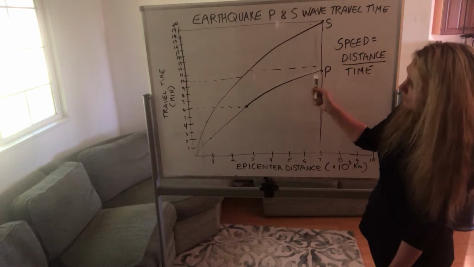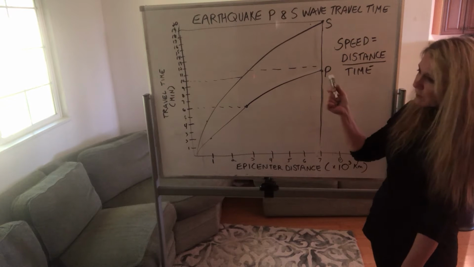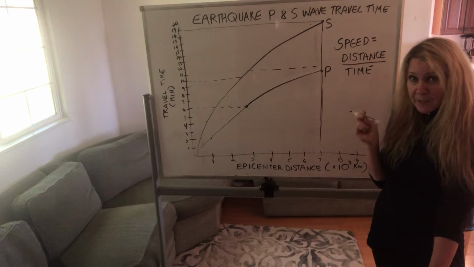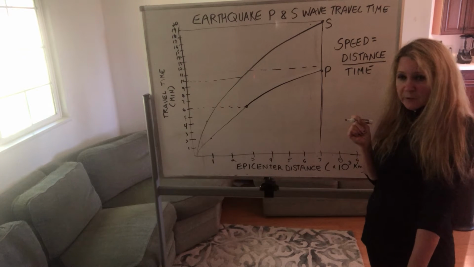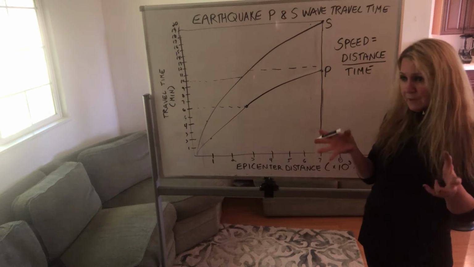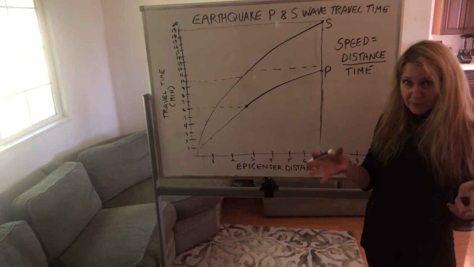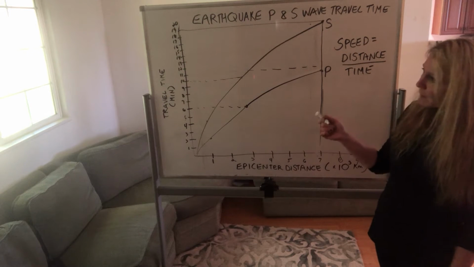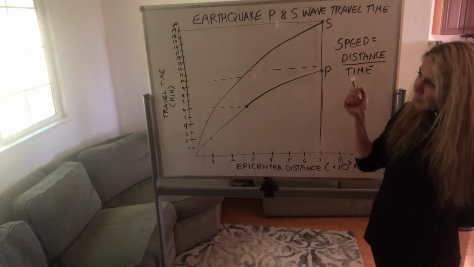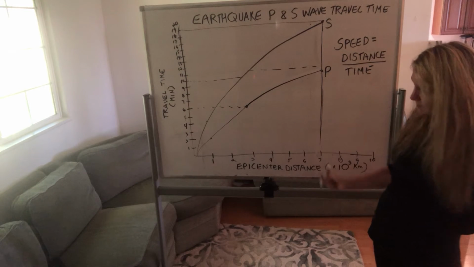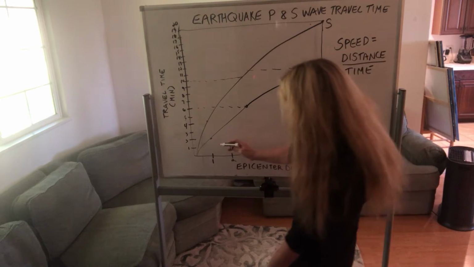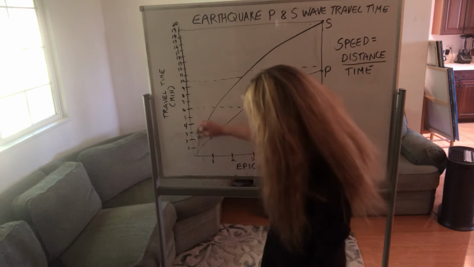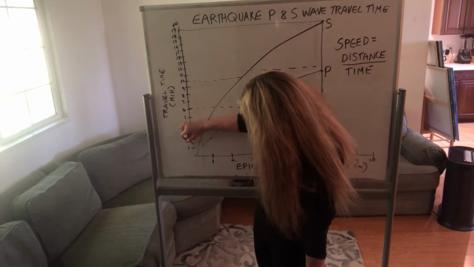And you can see here, when we look at the lag time, we're really looking at the difference between the time that the S and P waves arrive, the time difference. So if I went back and looked at the lag time from the example, which was 1.5 minutes, what I'm going to do then is find 1.5 minutes on this graph. And this is 1 minute, so this is 1.5 right here.